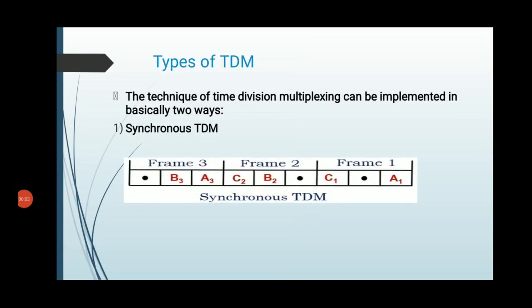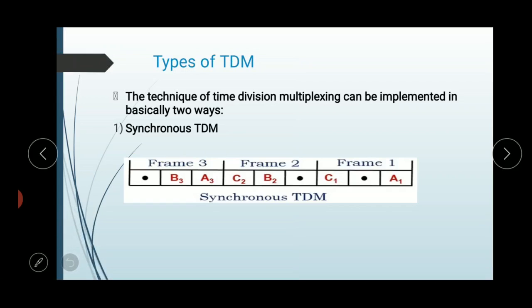Types of TDM. The technique of time division multiplexing can be implemented in basically two ways, that is synchronous TDM and asynchronous TDM. The first one is synchronous TDM. In this technique, the time slots are assigned at the beginning. This leads to wastage of the channel capacity, as in the absence of any data unit, that particular time slot gets entirely wasted.